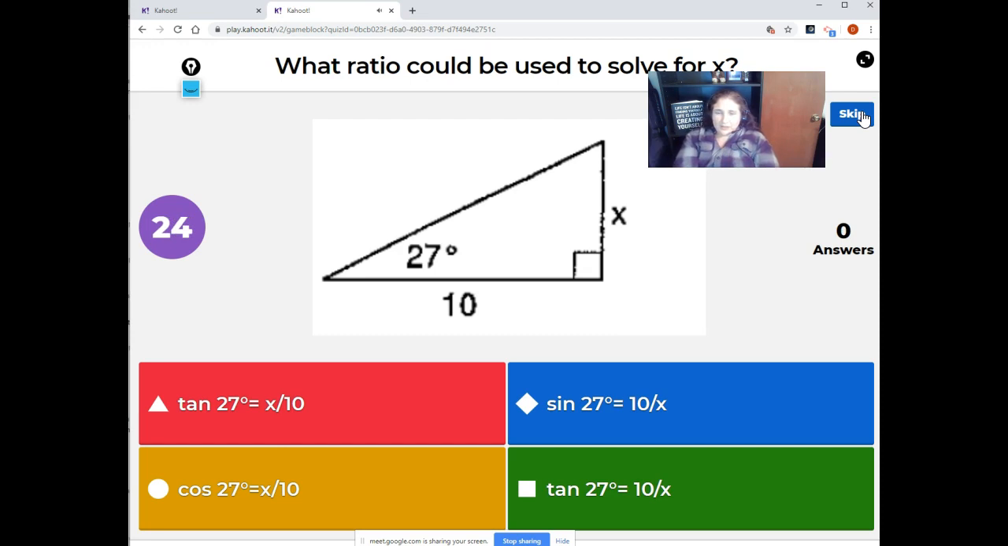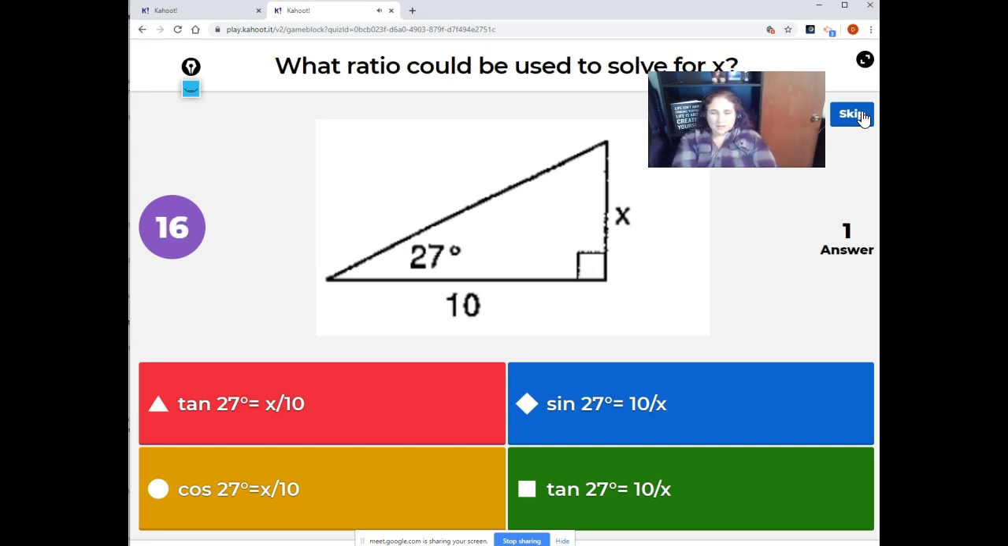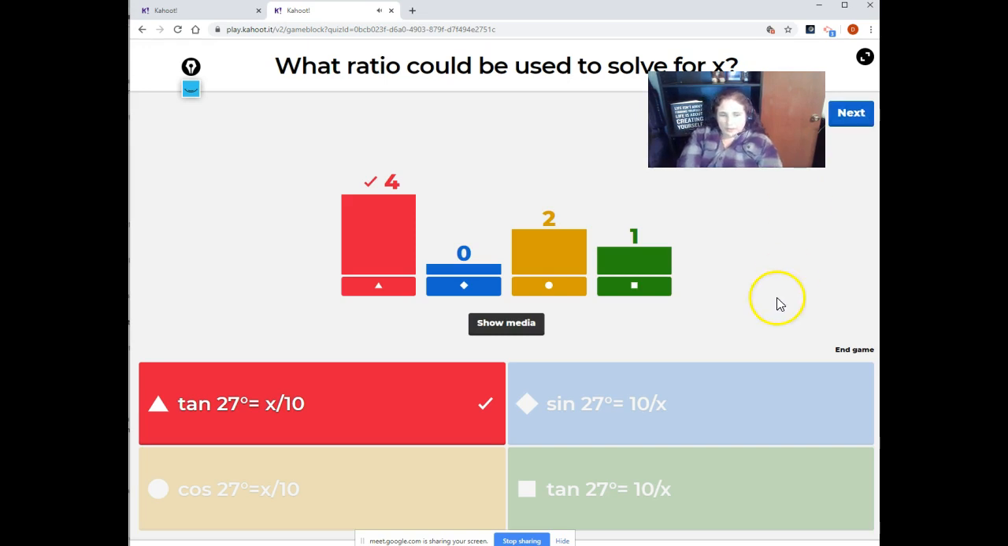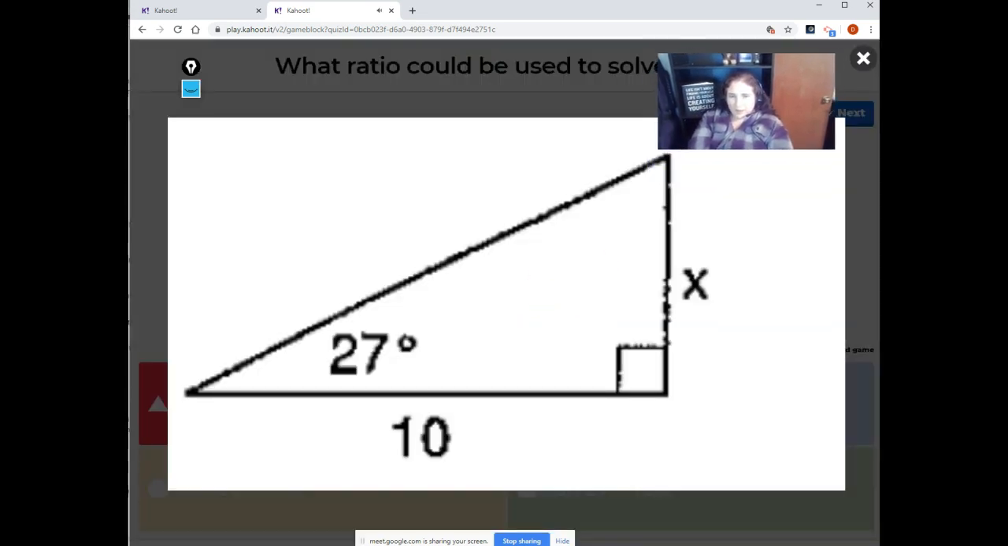So look at the angle as your theta. Look at the hypotenuse. Hypotenuse, angle, adjacent, opposite. What do you have? You have opposite and adjacent, which is TOA, tan. So you know it's red or green. And then what's the correct identity? X over 10. Ooh, we definitely got to look at this. Let me say that one more time.